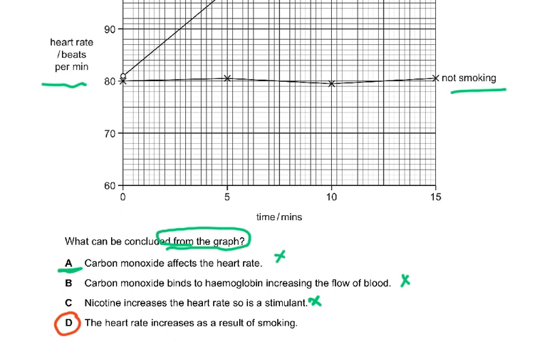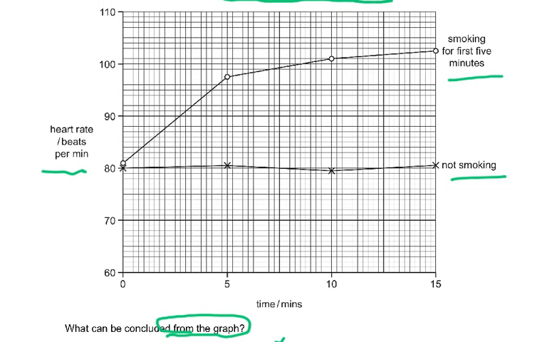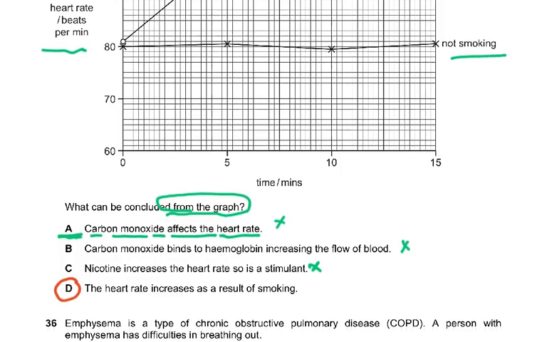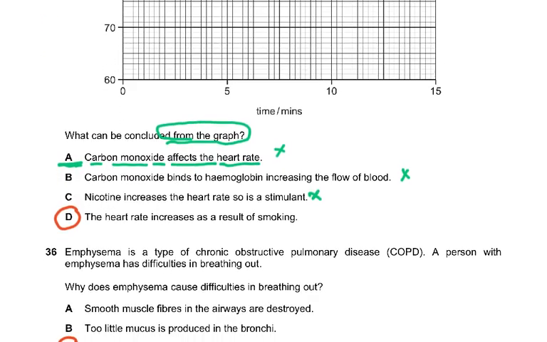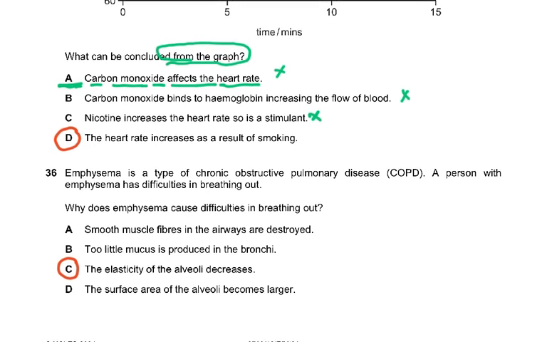So whenever it says what can be concluded from the graph, you need to read these answers and say to yourself, does the graph tell me A? Does the graph tell me that carbon monoxide affects the heart rate? No, I don't know anything. The graph is just telling me about smoking. Not smoking, the heart rate remains the same. By smoking for the first 5 minutes, the heart rate goes up from 80 to 100 and something. The graph is not telling me anything about carbon monoxide or carbon dioxide or nicotine. We're just assuming things because you're thinking smoking, so you know what cigarette smoking is. So you are concluding things which the graph is not telling you.